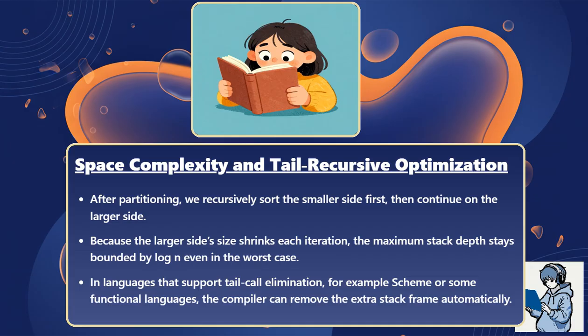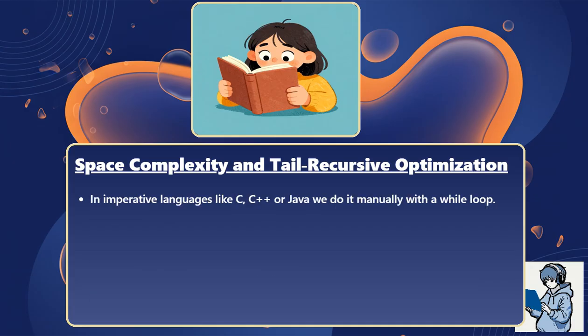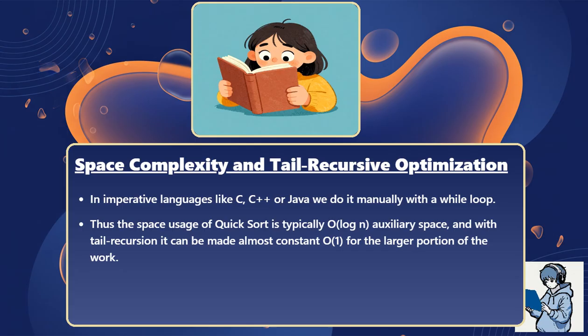the extra stack frame automatically. In imperative languages like C, C++, or Java, we do it manually with a while loop. Thus, the space usage of quicksort is typically O(log n) auxiliary space, and with tail recursion it can be made almost constant, O(1), for the larger portion of the work.